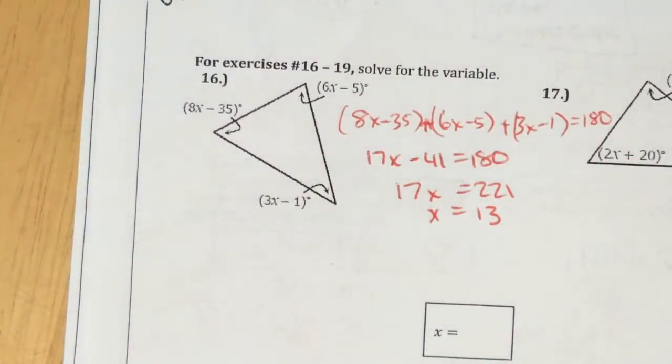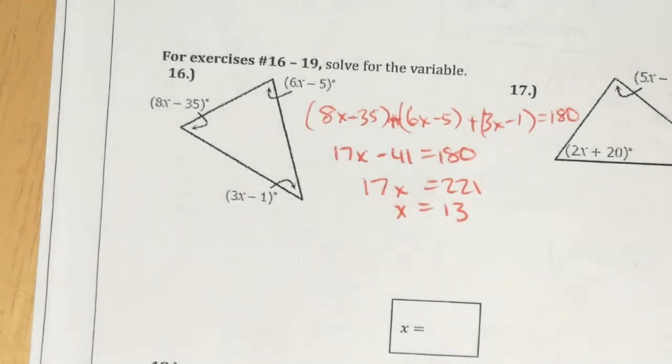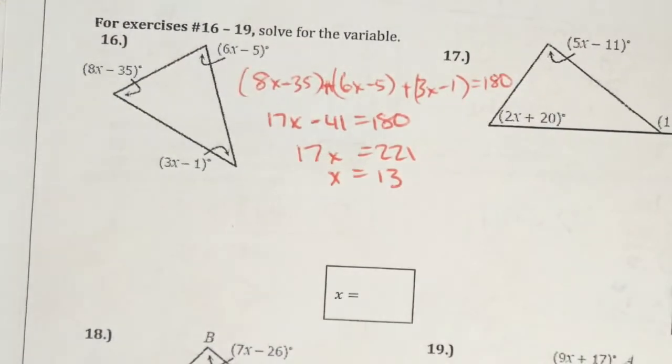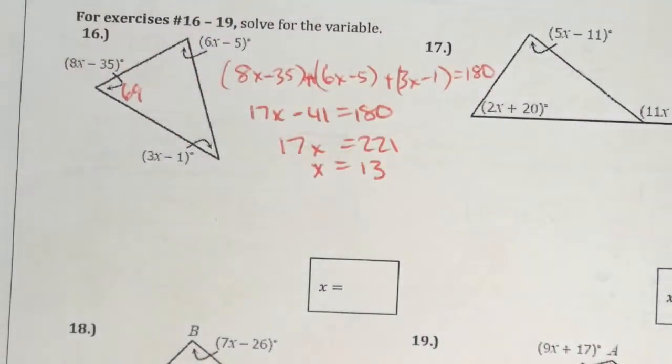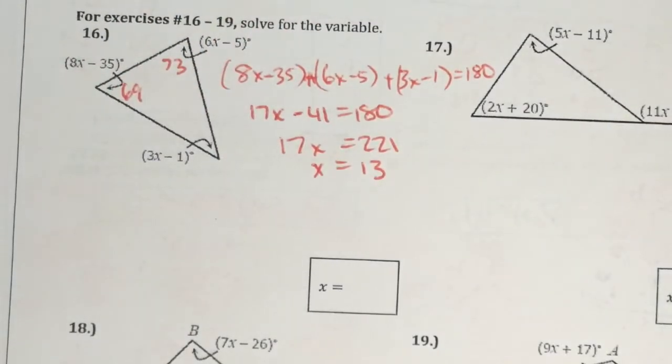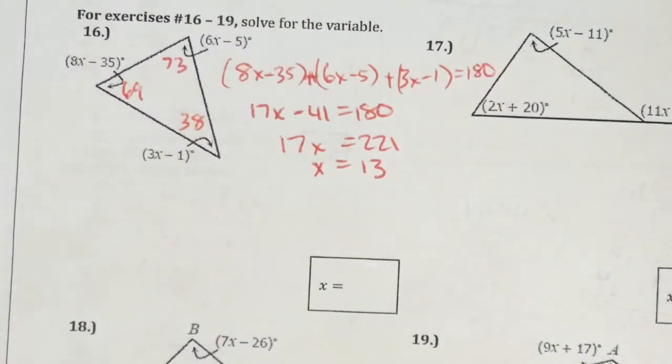Now, what did I train you always to do? Plug it back into the picture for a number of reasons. One, to check your work, but also to prepare yourself for any question they ask. So when you plug that back in, 8 times 13 minus 35, that'd be 69. 6 times 13 minus 5, this would be 73. 3 times 13 minus 1, that'd be 38.